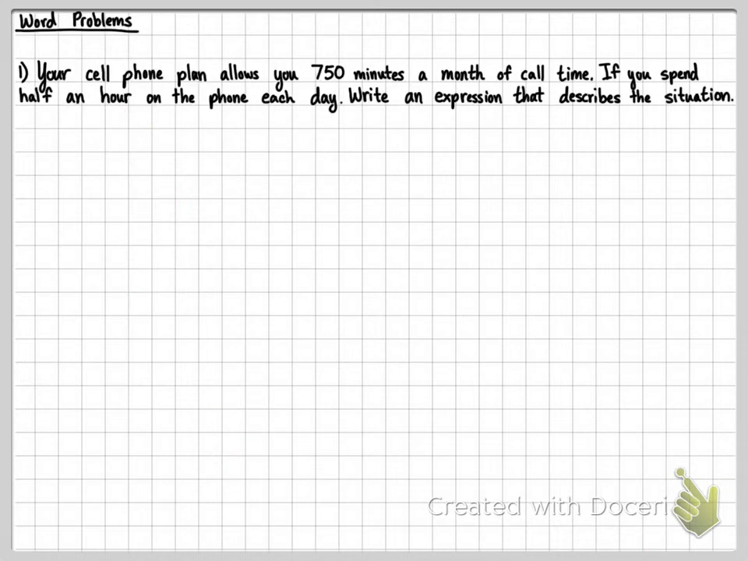Okay, let's look at a couple word problems. Your cell phone plan allows you 750 minutes a month of call time. If you spend half an hour on the phone each day, write an expression that describes this situation. So the expression, T equals days. Okay, so T is days. So your cell phone plan, the total amount is 750. You only have 750 minutes a month of call time. And you spend, which means minus, half an hour on the phone each day. So 30 minutes, 750 total minutes, minus 30 minutes, depending on how many days you talk, right?